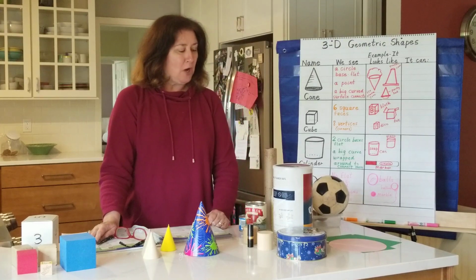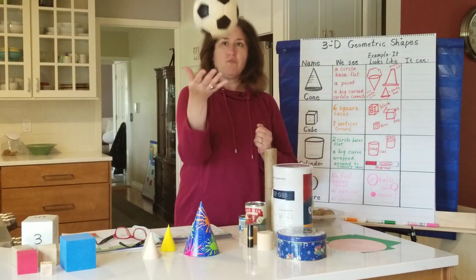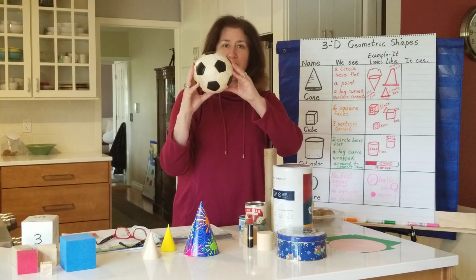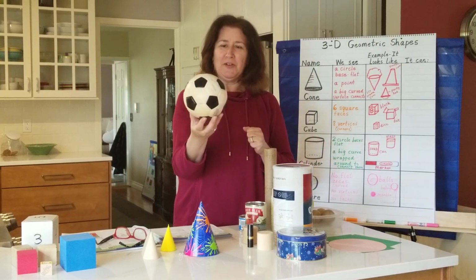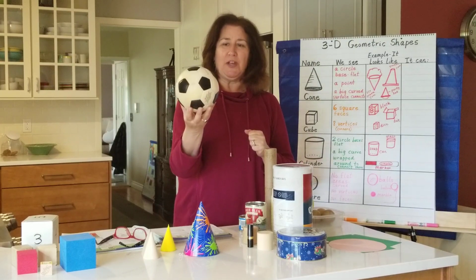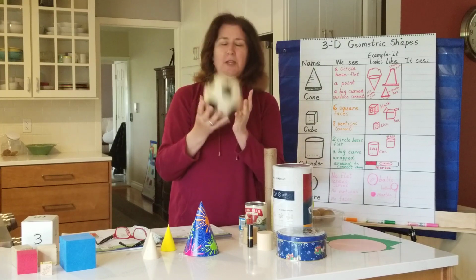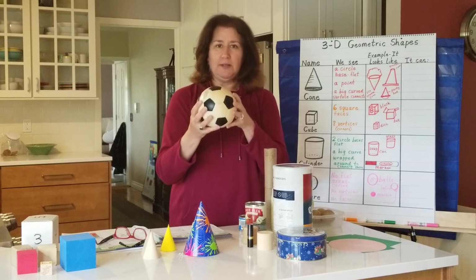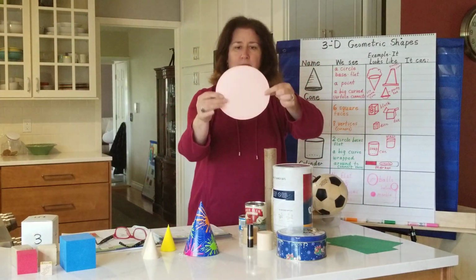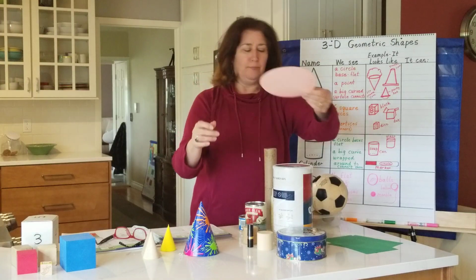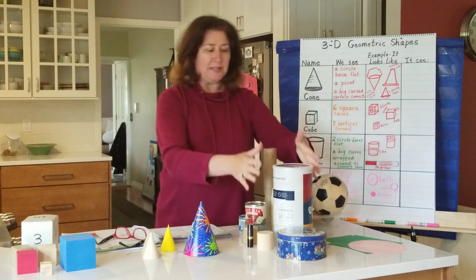We have been talking about several different shapes this week. What's this one? What's the name of this one? It's the sphere. Very good. A soccer ball is a sphere, and it's three-dimensional. I can hold it, I can manipulate it, I can move it. It's not flat, like a two-dimensional plane shape. Then we talked about cylinders.